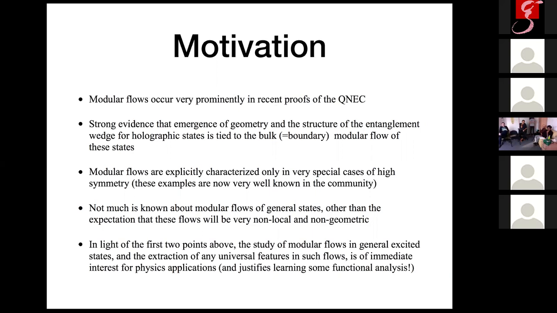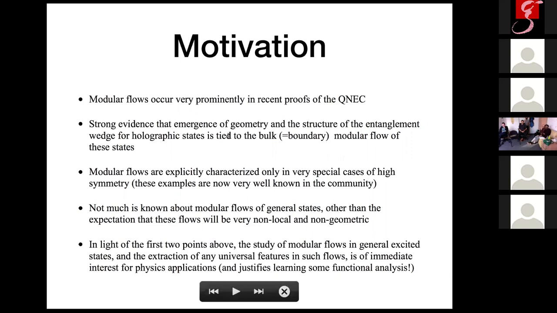So there have been two proofs, the first where you assume a Hilbert space factorization of the field theory Hilbert space, and one where you don't assume such a factorization. Both of them are due to Tom Faulkner, and in both proofs modular flows occur prominently. The second piece of motivation comes from the fact that the emergence of geometry and the structure of the entanglement wedge for holographic states is tied to the bulk and the boundary modular flow of these states. This bulk equals boundary modular flow is just the statement of the JLMS equality between the modular flows in the bulk and the boundary.